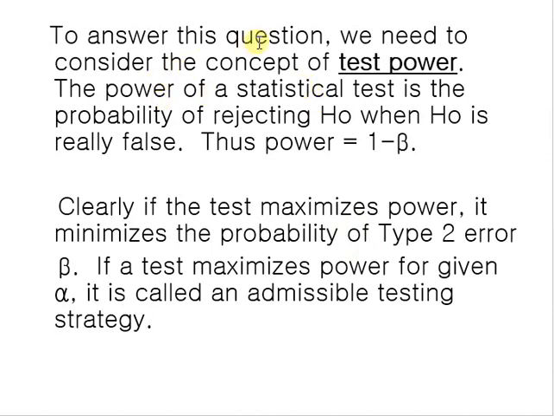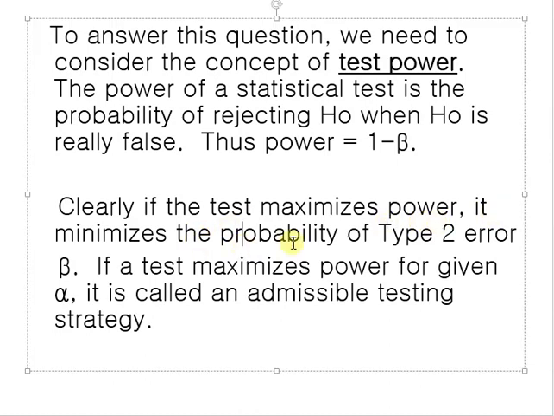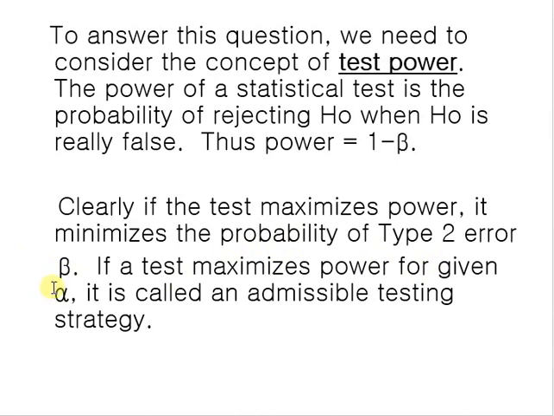To answer this question, we need to consider the concept of test power. The power of a statistical test is the probability of rejecting H null when H null is really false. Thus, power is 1 minus beta. Clearly, if the test maximizes power, it minimizes the probability of type 2 error beta. If a test maximizes power for a given alpha, it is called an admissible testing strategy.